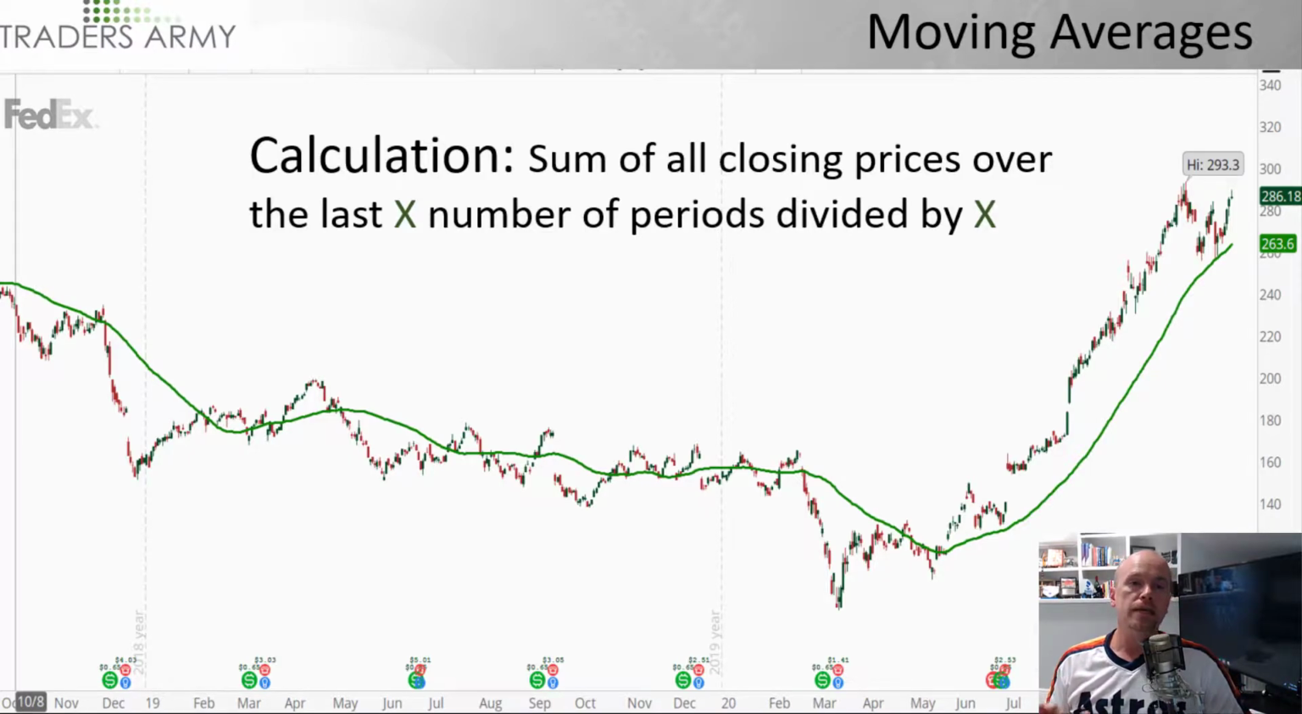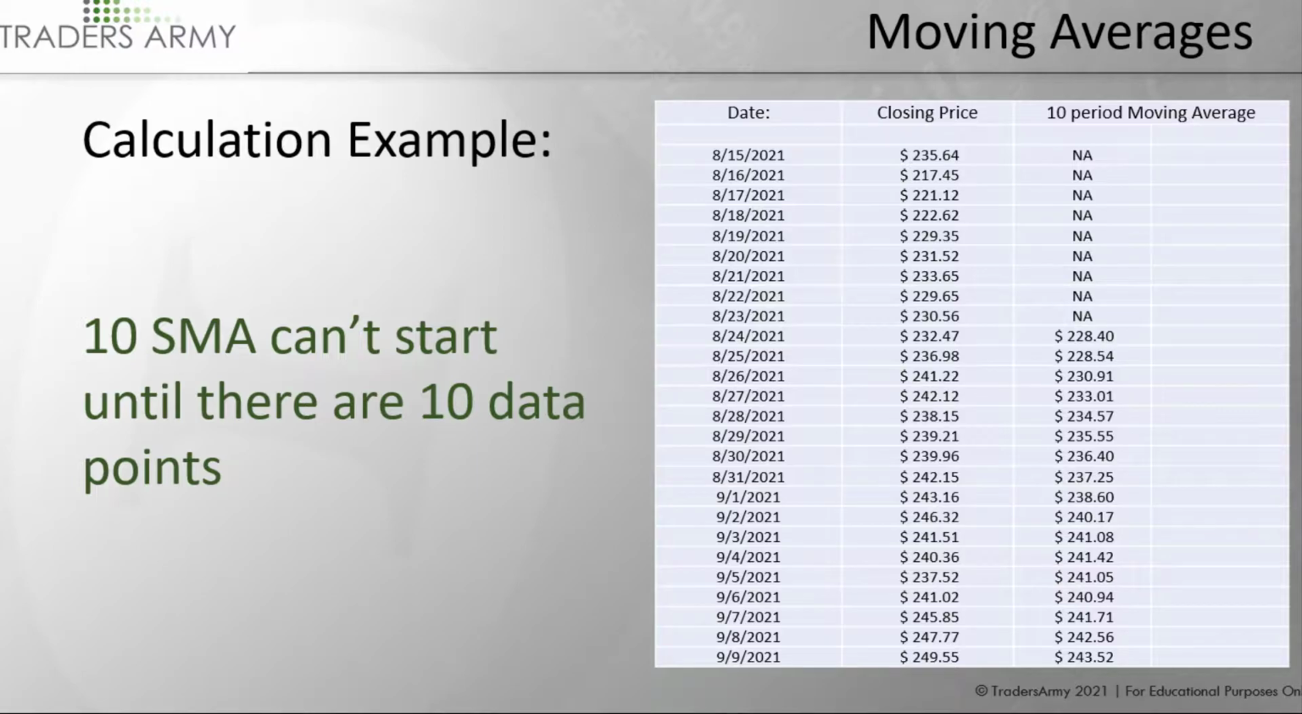And very simply, it's the sum of all closing prices over the last X number of periods, divided by X. And then there's a line put on a chart which connects the points. So let me give you a mathematical example just so everybody understands. Here's an example of a stock between August 15th and September the 9th. And once again, we just put some dates in here to give you the idea.